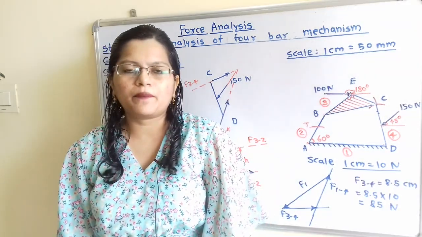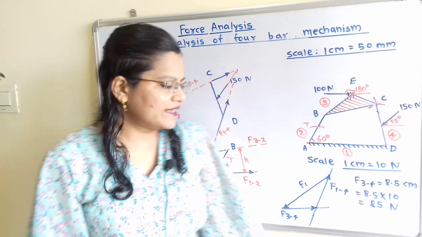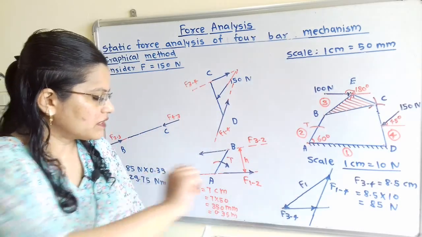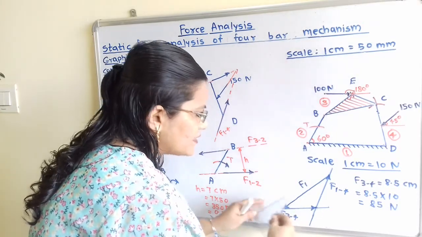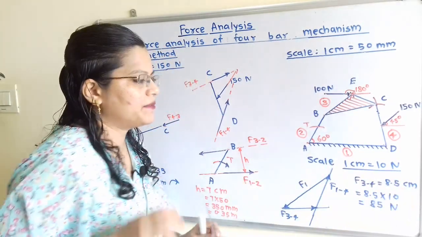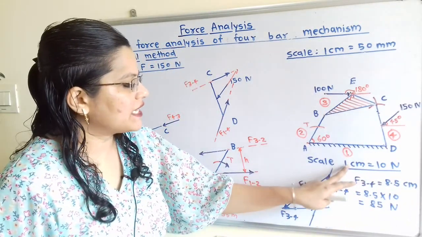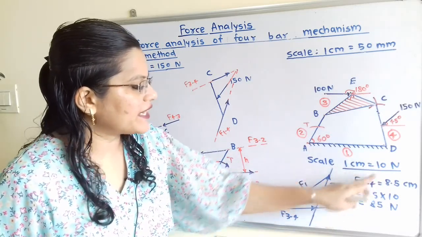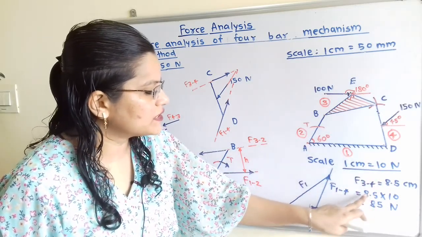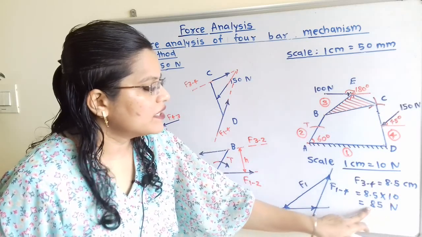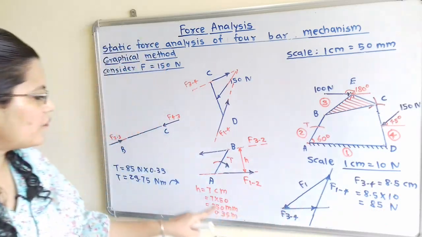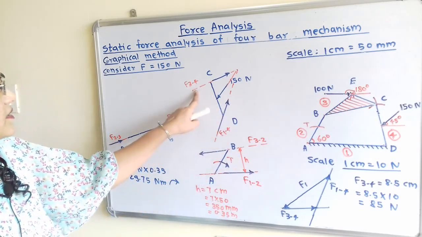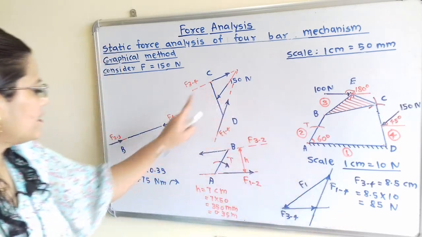Now we will decide the magnitude of the torque. In this force polygon we will measure the length of this F of 3 to 4, and this length is equal to 8.5 centimeter. But according to the scale, 1 centimeter is equal to 10 Newton. So this F of 3 to 4 is equal to 8.5 into 10, that is equal to 85 Newton. Now F of 3 to 4 is here, that is, it is equal to 85 Newton.